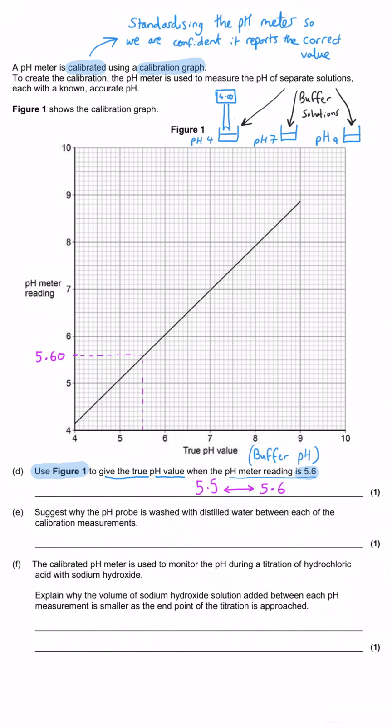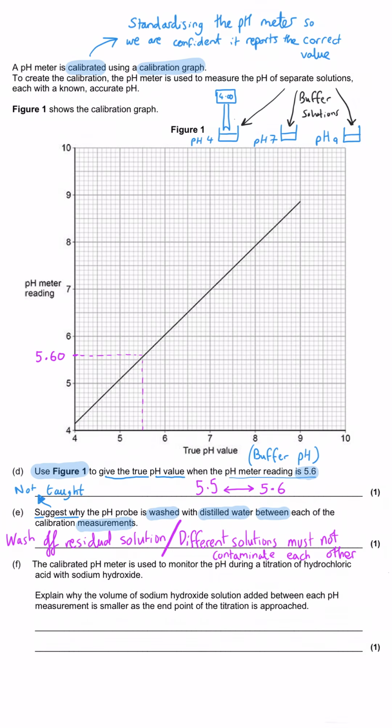5.5 or 5.6. And then in E, you've been asked to suggest why the pH probe is washed with distilled water between each of the calibration measurements. You'd probably have at least 3 different calibration measurements to construct this graph. And the idea here is that you don't want any residual solution or substance which could interfere with your reading. So if you've just dipped your probe into pH 4, you don't want to have some of that buffer left on the pH meter when you move on to pH 7, for instance. And so you need to communicate the idea that different solutions must not contaminate each other.